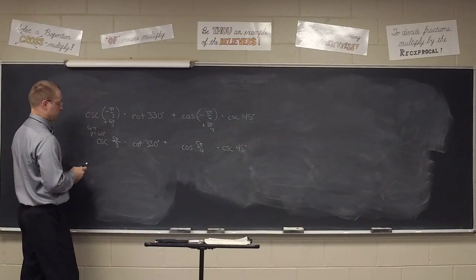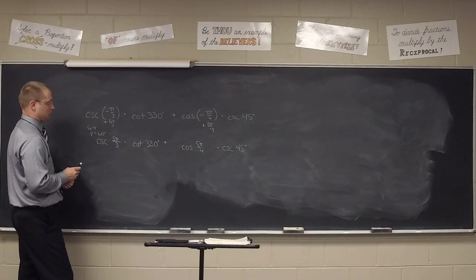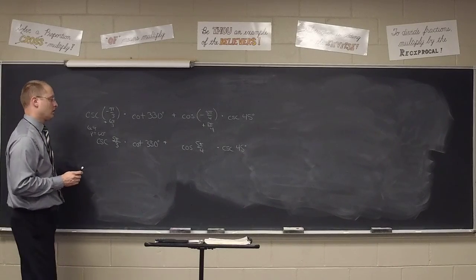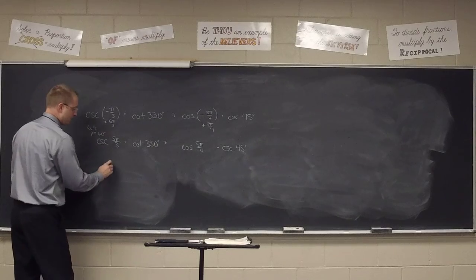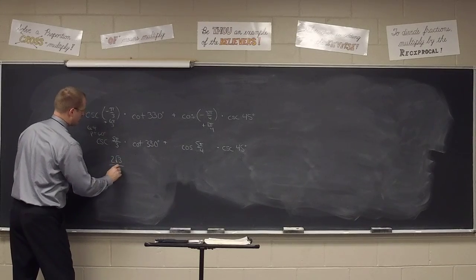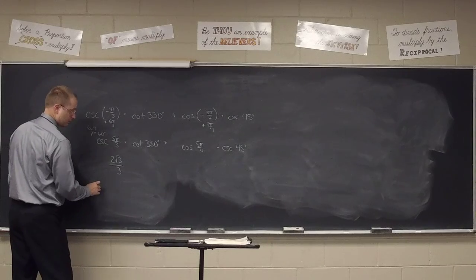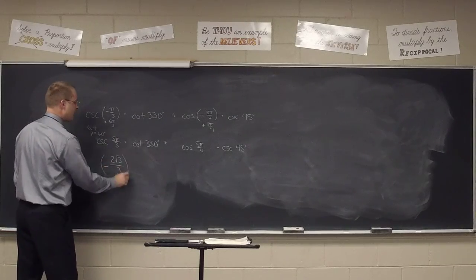2. 1 over 2. 2 times the square root of 3 over 3. I was looking at 30. Make sure you look at the correct angle. And then quadrant 4 cosecant is negative. So negative 2 square root of 3 over 3.